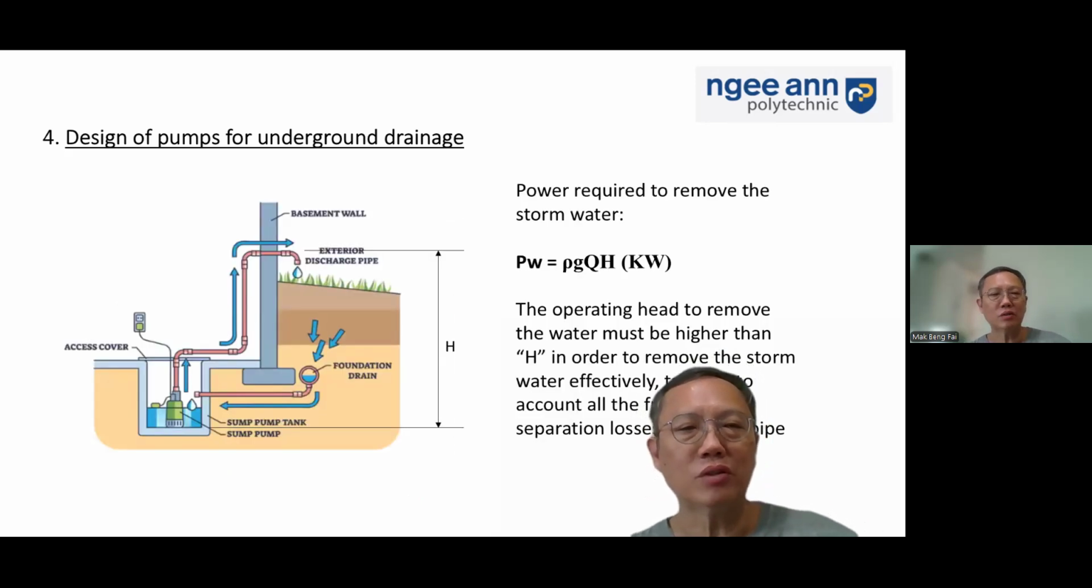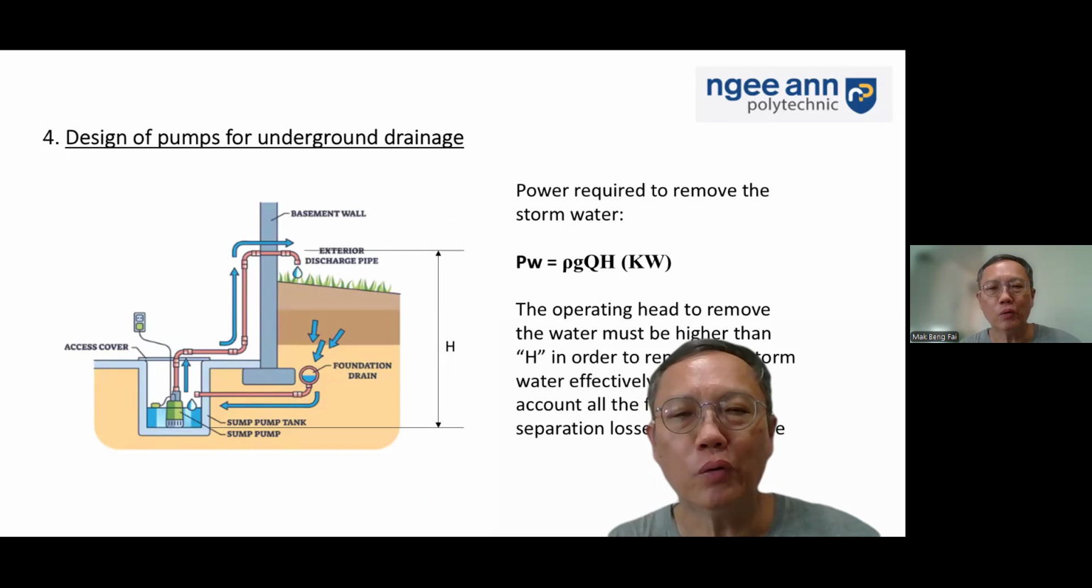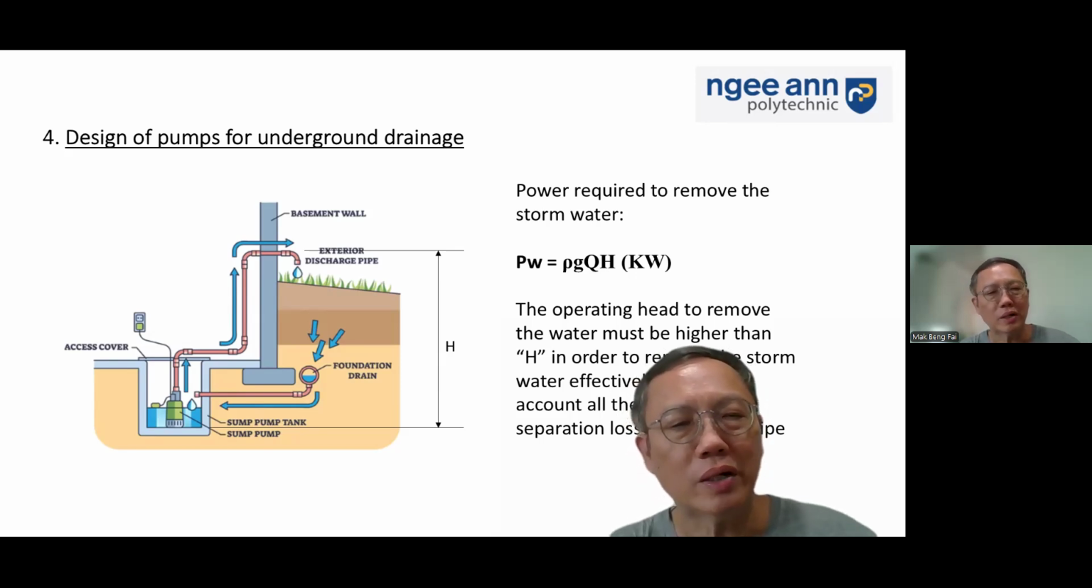This is just an illustration of the head, the water height, to be considered when you size up the pump. It's actually a function of your flow rate and your height. Now this is the so-called static height. But we must remember that when we pump the water, it is not static. It is flowing. So we also need to consider friction losses and any separation losses through the pipe. In other words, our design H could be significantly higher than this to account for the effect of the friction losses.